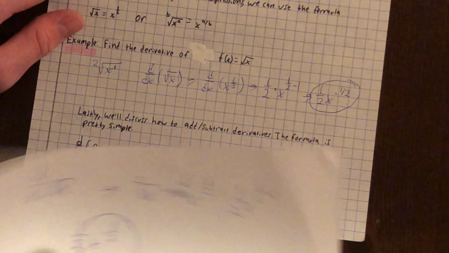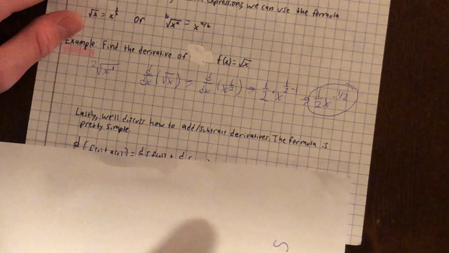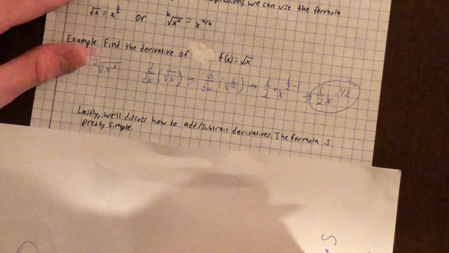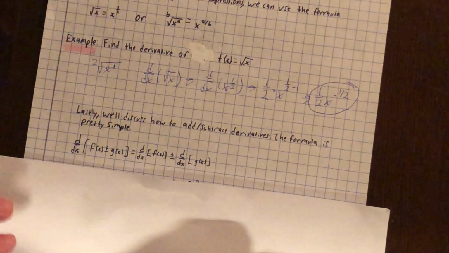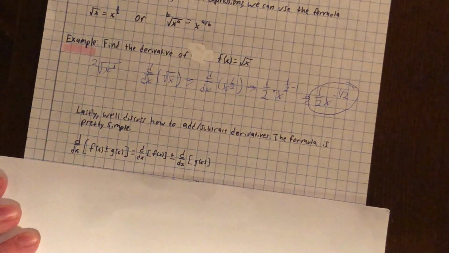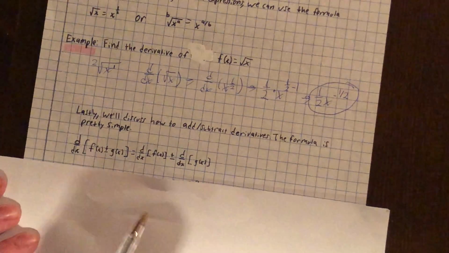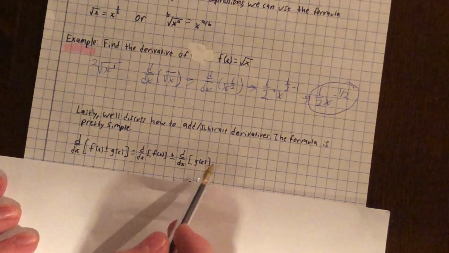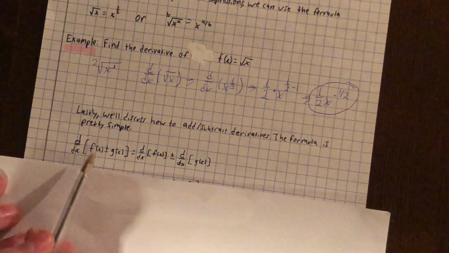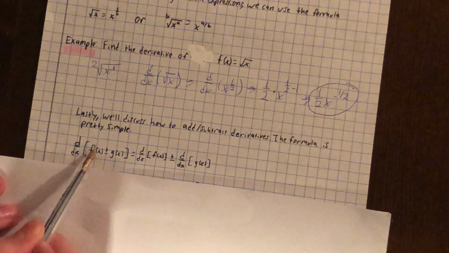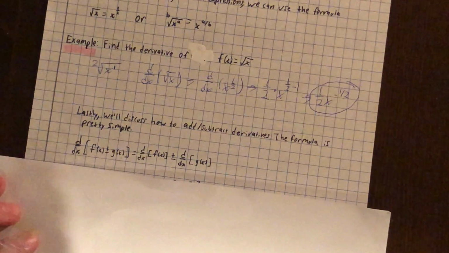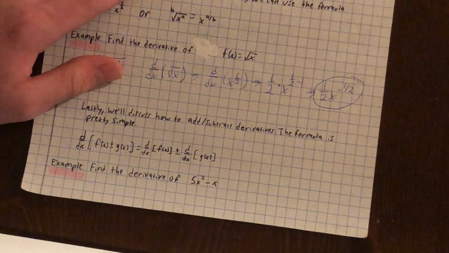I guess I've got one more point. I'll show you how to add and subtract derivatives. The formula is really simple. It's the derivative of f of x plus or minus g of x equals the derivative of f of x plus or minus the derivative of g of x. So it's basically, we take the derivative of that, and we separate it.